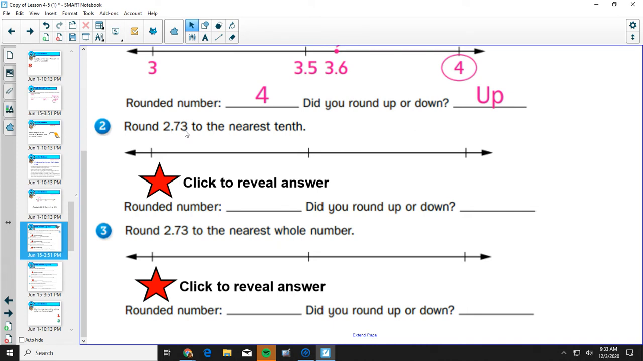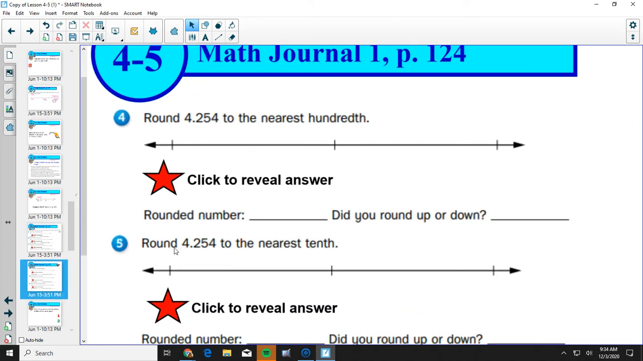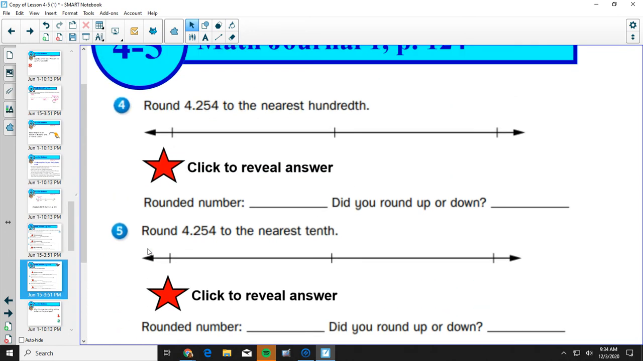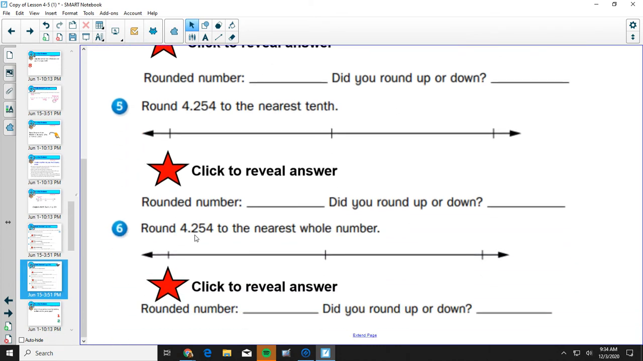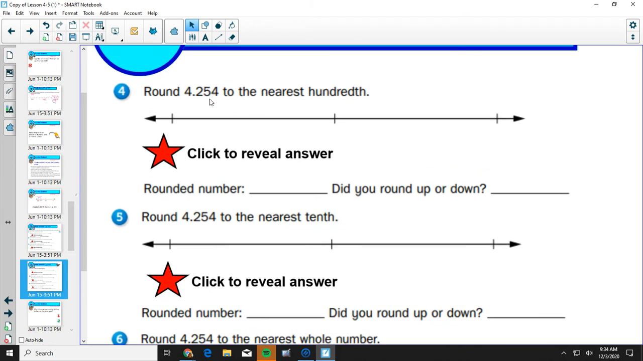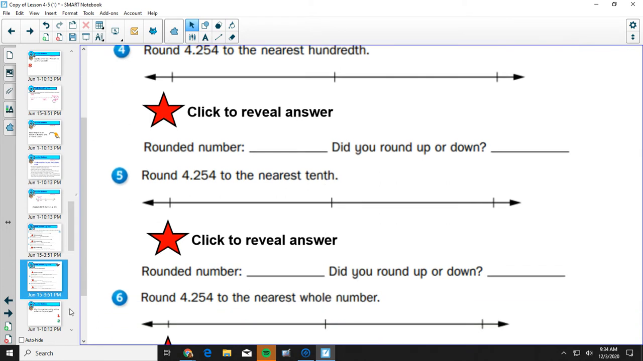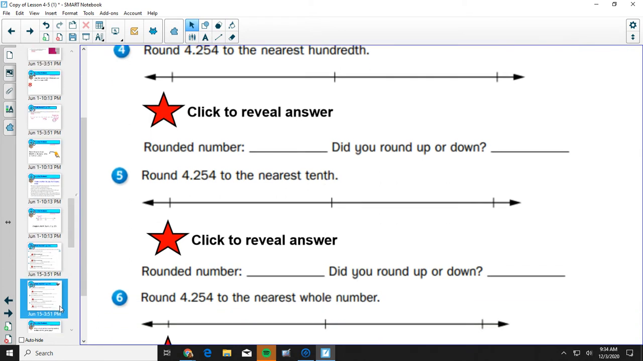So we've got rounding 2 and 73 hundredths to the nearest tenth. Round 2 and 73 hundredths to the nearest whole number. So you're going to do 2 of those with 2 and 73 hundredths. Then number 4, 5, and 6, you're going to round 4 and 254 thousandths to the nearest hundredth. And you're going to round 4 and 254 thousandths to the nearest tenth, and then you're going to round that number to the nearest whole number. So you're working with the same decimal, but rounding it to different places: hundredths, tenths, and then the whole number. Okay? So go ahead and pause your video now, and then come back, and we'll check our work together.